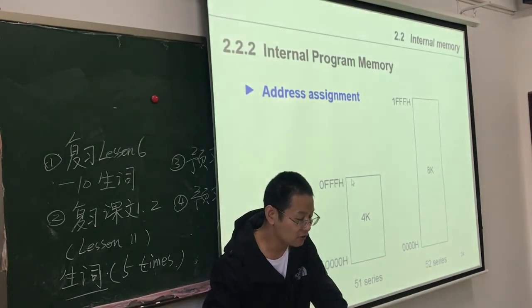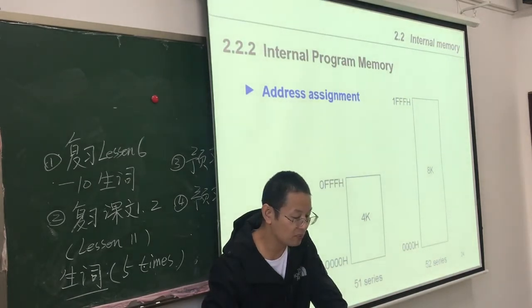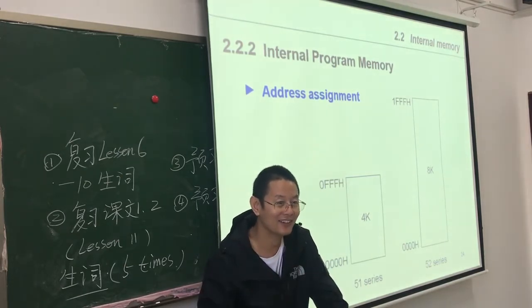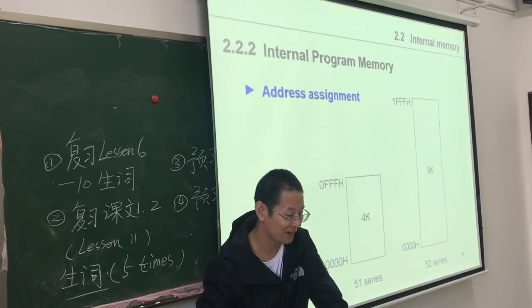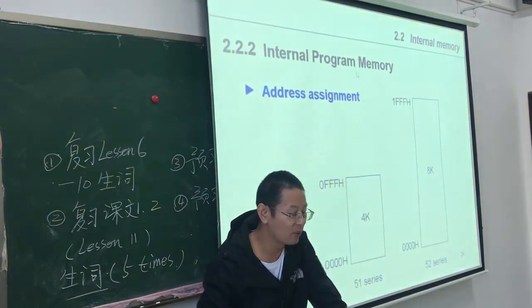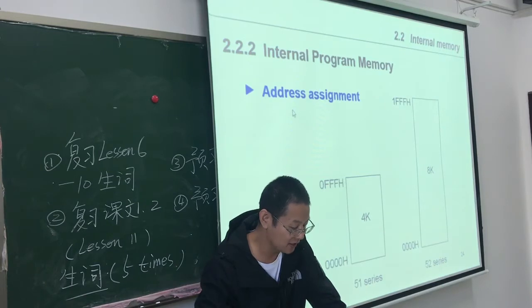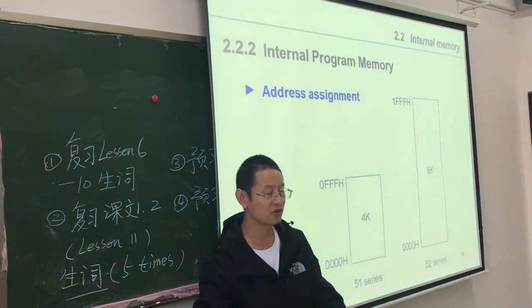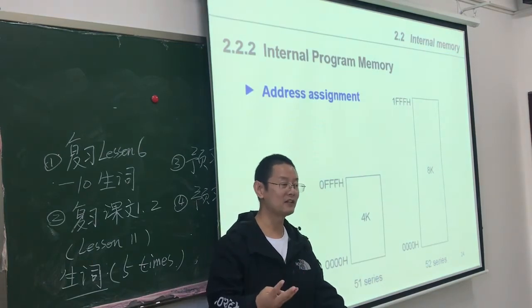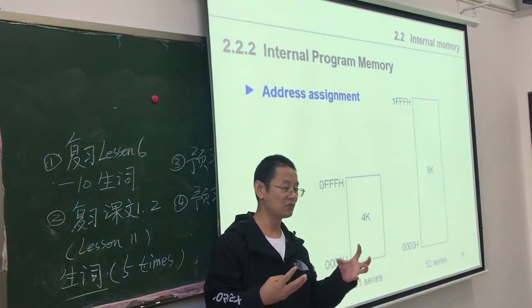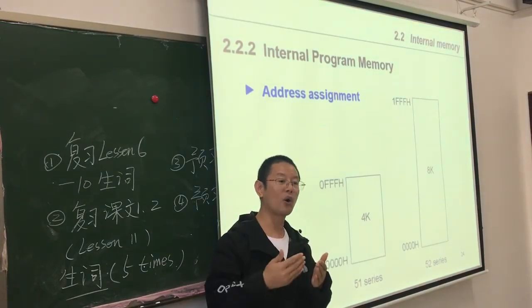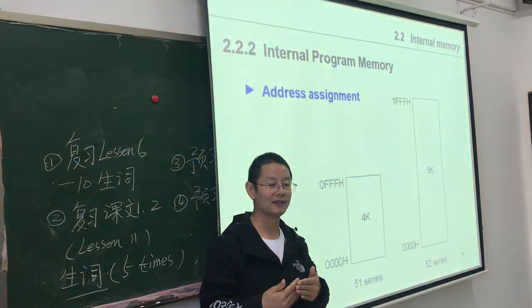Okay, let's introduce the program memory. The 51 series has 4KB program memory. Program memory is used for storing your program, not for running it.